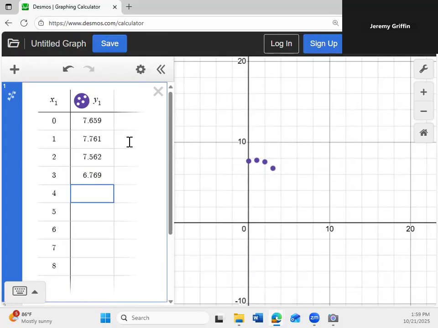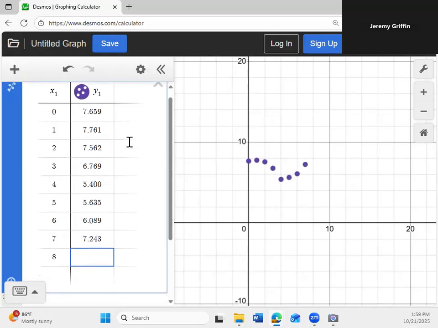2011, 6.769. 2012, 5.400. And Desmos keeps the zeros, so that's interesting. But that doesn't matter because it doesn't change the number. Then 5.635, 6.089, 7.243, and the last number, 7.780. Again, those are millions of car sales by year.